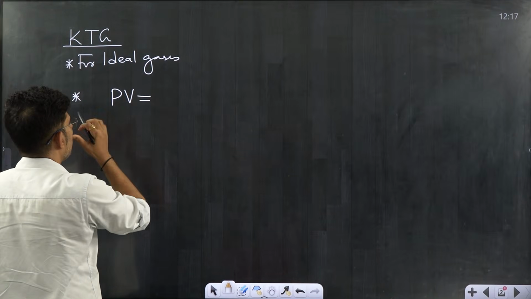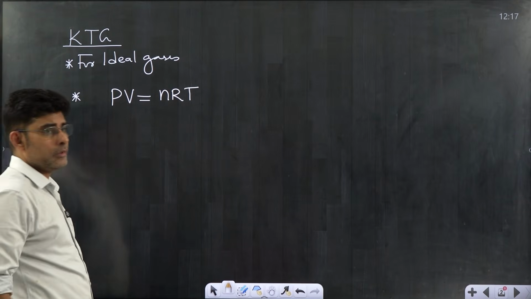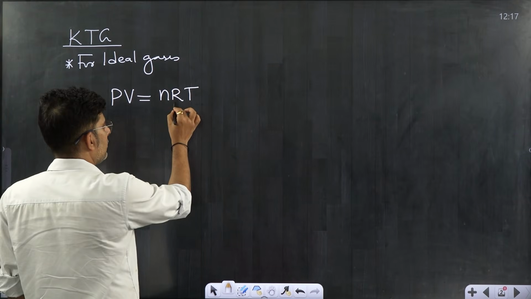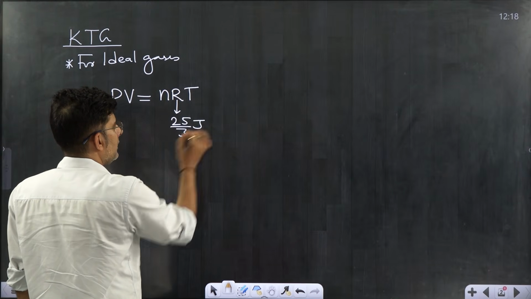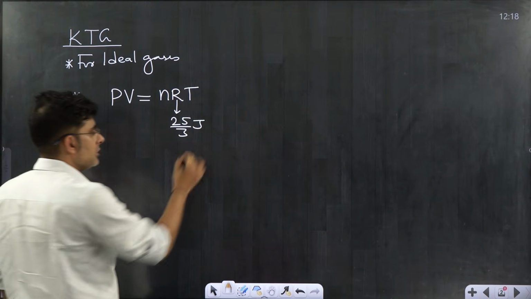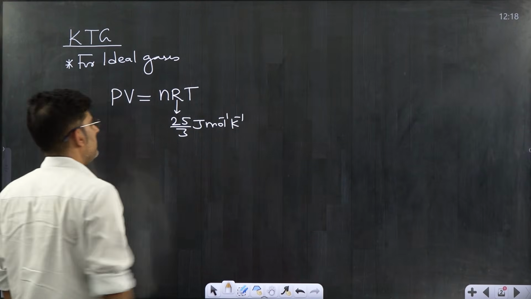Now in ideal gases, the ideal gas equation, which is obeyed by all ideal gases, is PV = nRT, where n is the number of moles, T is the temperature, and R is the gas constant, whose value when solving questions you should take as 25/3. It will make your calculations easy. Joule per mole per Kelvin. Temperature obviously is in Kelvin.